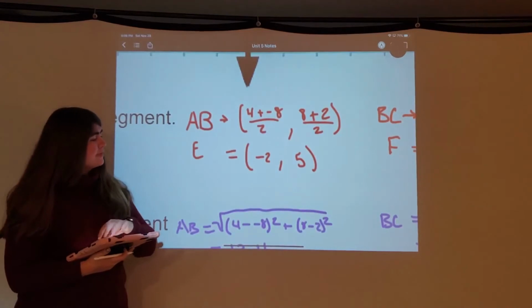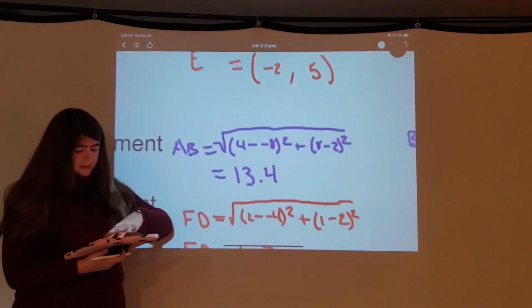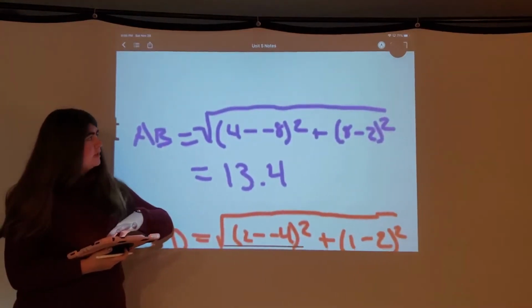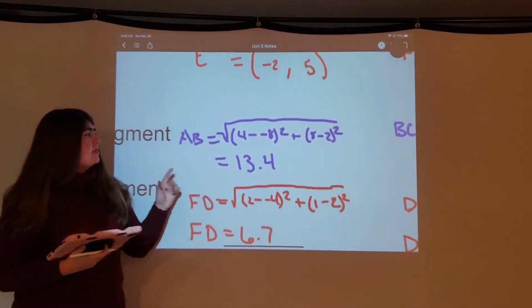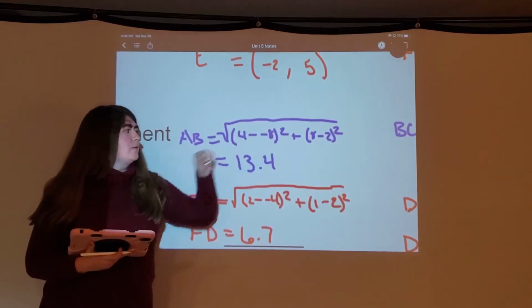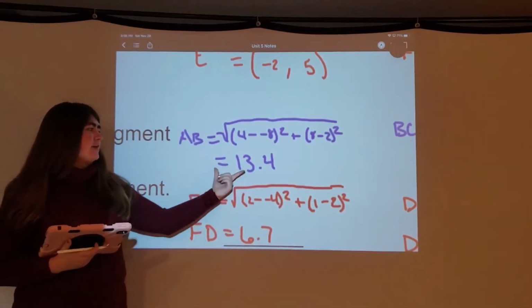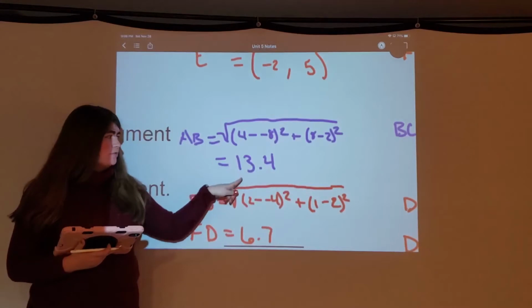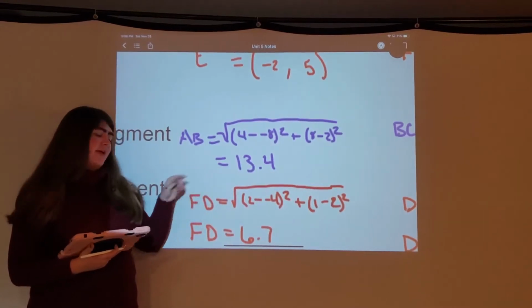Next, after we found the midpoints, we needed to find the lengths of the segments. I'm going to zoom in here. So we have AB is equal to the square root of x1 minus x2 squared plus y1 minus y2 squared, and that simplifies down to 13.4 for our length of AB.